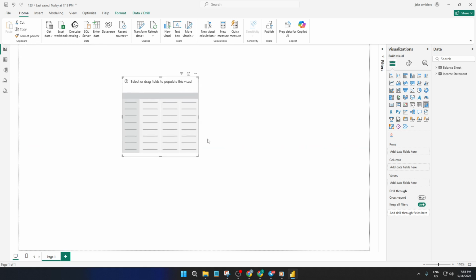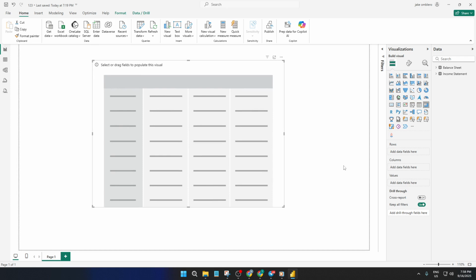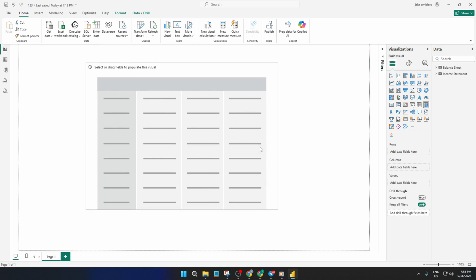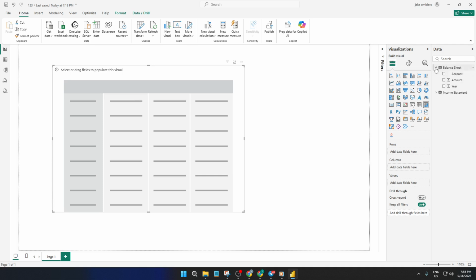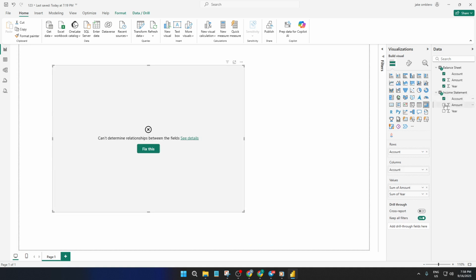Want viewers to see the key numbers quicker? Add card visuals for revenue, net income, or equity. Cards give you a sharp, easy-to-read summary at a glance. To show how profits are trending over time, use a column chart. Just set it up for net income by year. If you've entered the data right, you'll instantly see the business's progress from 2023 to 2024.